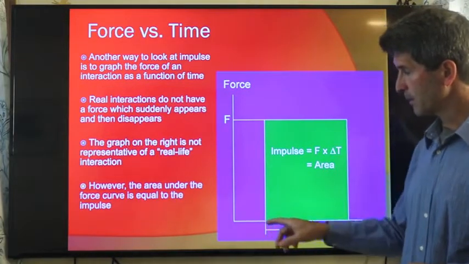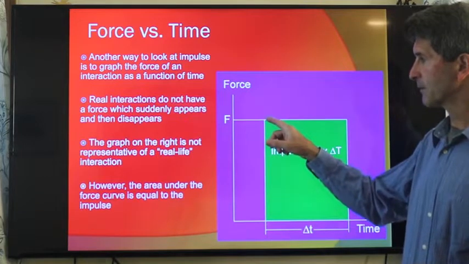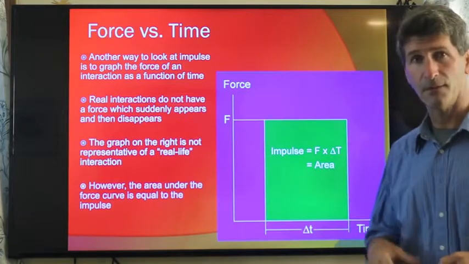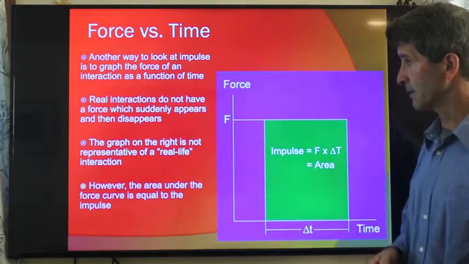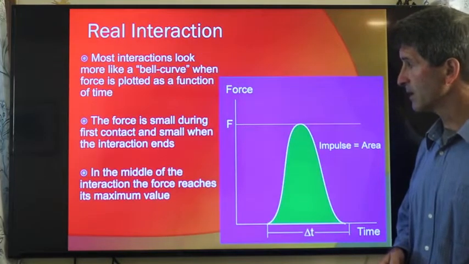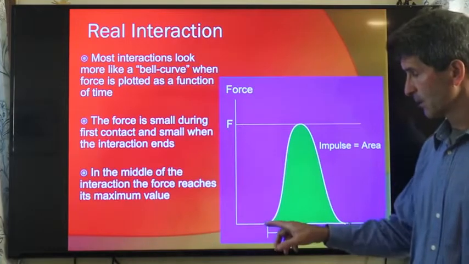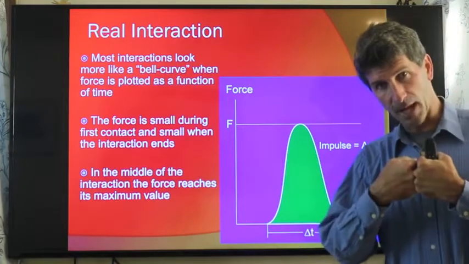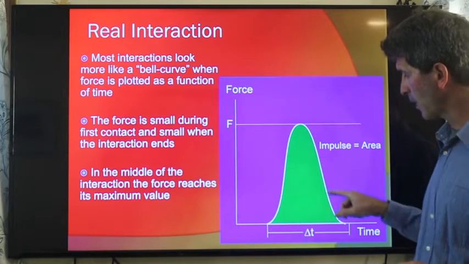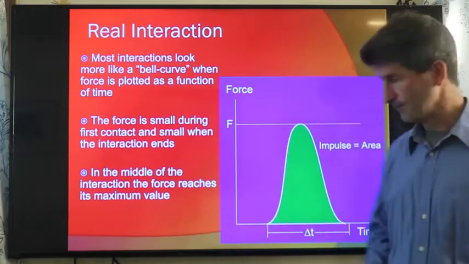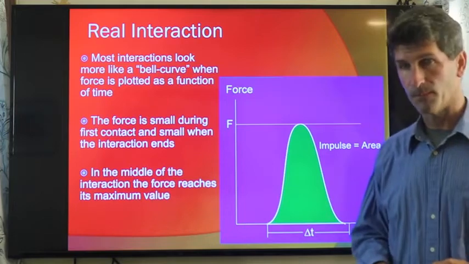Unfortunately for this graph, the force turns on and the force turns off. That's not really a realistic representation of what's going on. A more realistic representation looks like this, where the objects make contact, begin to deform, and then move away from one another after they rebound, and then it goes down to zero.